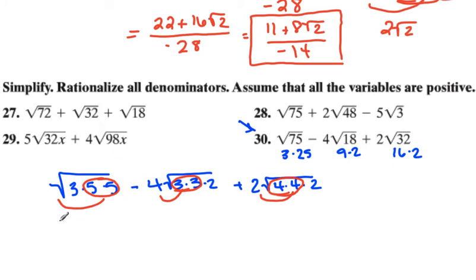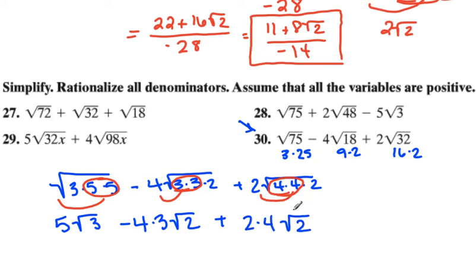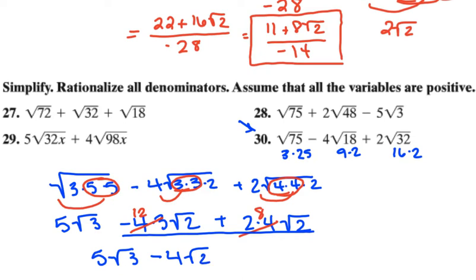And here we go. This one's going to be 5 root 3 minus 4 times 3 root 2 plus 2 times 4 root 2. Well, we know 2 times 4 is 8. 4 times 3 is 12. Finishing this up, 5 root 3, 12 root 2, 8 root 2. Well, these two are like terms. So that's going to be 5 root 3. Negative 12 plus 8 is going to give us negative 4. So that'll be negative 4 root 2.